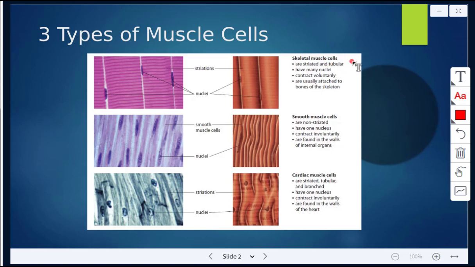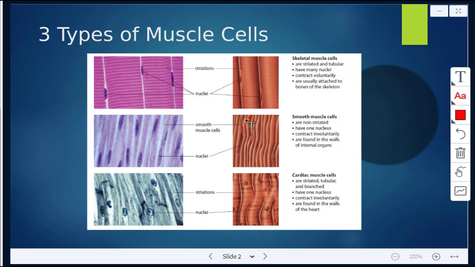Skeletal muscle cells are striated and tubular. Here you can see the striations, or these stripes, and they're tubular, so we can see these tube-like structures. They have many nuclei. Notice here there are nuclei present, more than one. They contract voluntarily, meaning they are under your conscious control, and they are usually attached to bones of the skeleton.